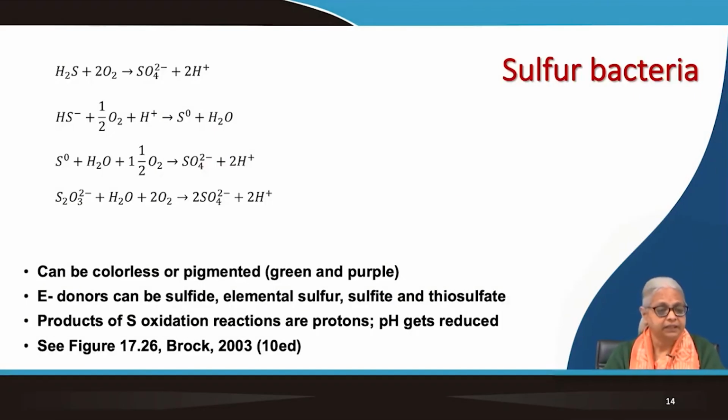Then we come to sulfur bacteria. I've already said a lot about sulfur bacteria, but these are different reduced forms of sulfur: hydrogen sulfide, elemental sulfur, thiosulfate, which in combination with oxygen can be converted to more oxidized forms of sulfur. So sulfur bacteria are fairly common all around you. They can be both colorless or pigmented. They can be green or purple. And the electron donors can be sulfide, like I've already said. Products of the sulfur oxidation reactions are protons, and the pH gets reduced.